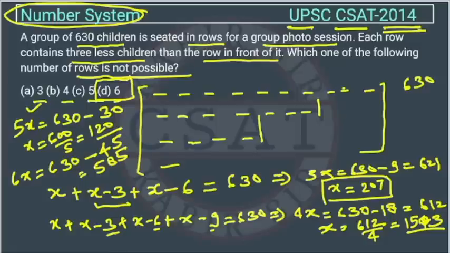Because we can directly say this is not divisible by 2. You can use the rule of divisibility, right? And we can say this is not divisible by 6. So this 6 number of rows is not possible, right? So the answer of this question is option D.